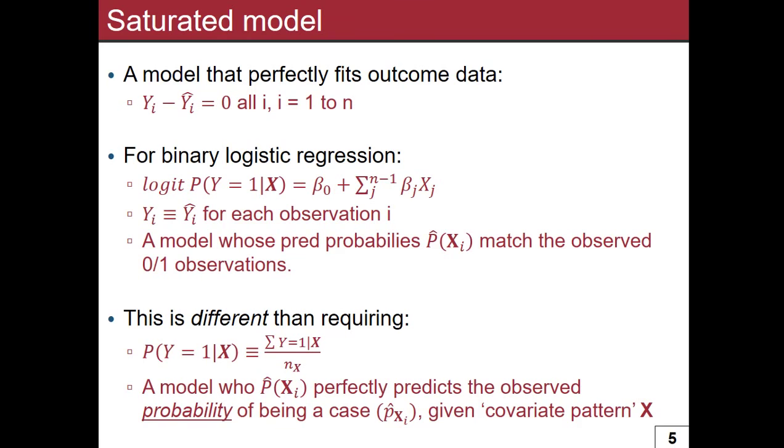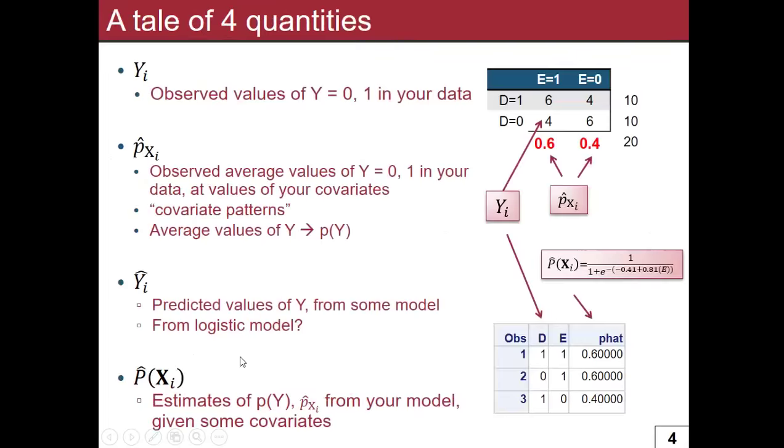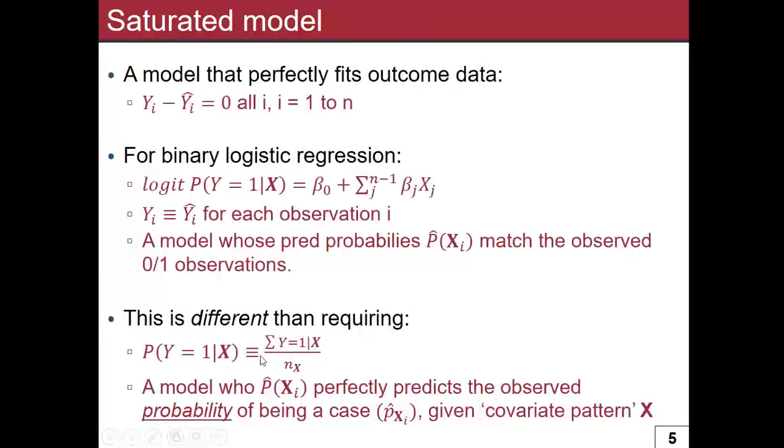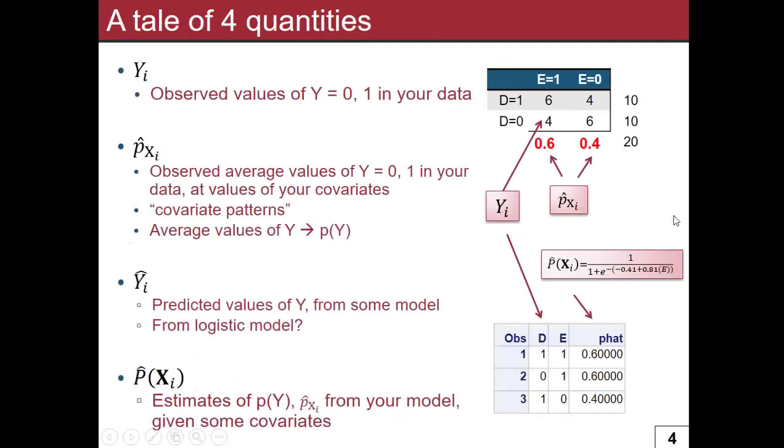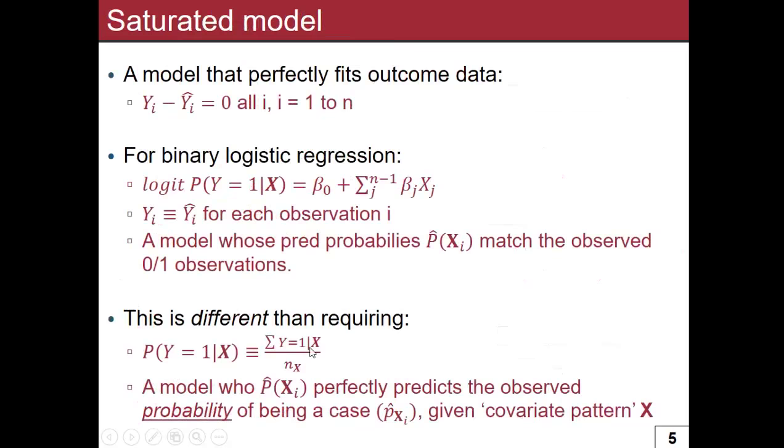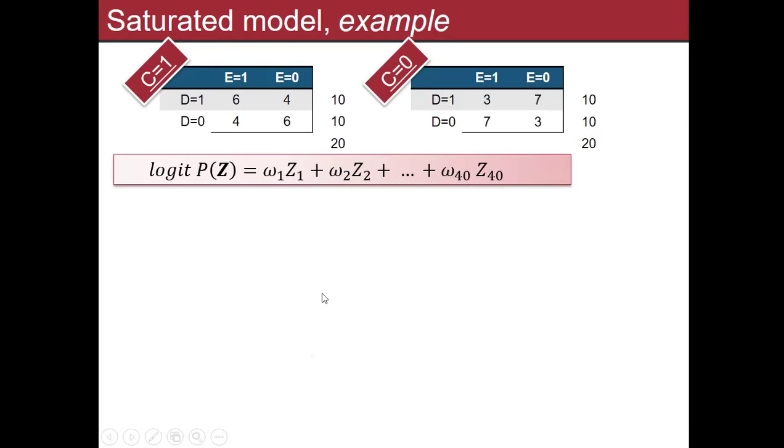This is different than something that we're going to talk about later, actually. This is going to be the thing that we use in what we're going to call the fully parameterized model. But basically, this is different than something that predicts the average probability of being a case, this other thing that we talked about. So we're not talking about a model that predicts 0.6 and 0.4. We're talking about a model that predicts 1s and 0s. Okay, that's all this means. So this is a really, really weird model.